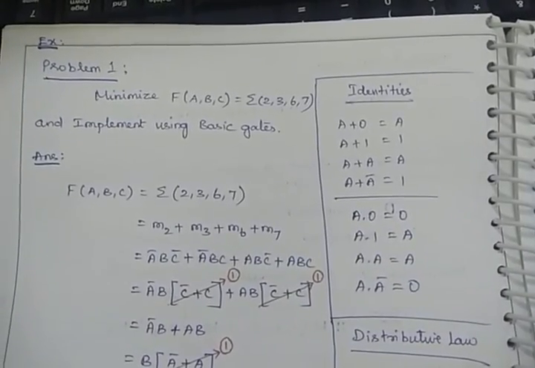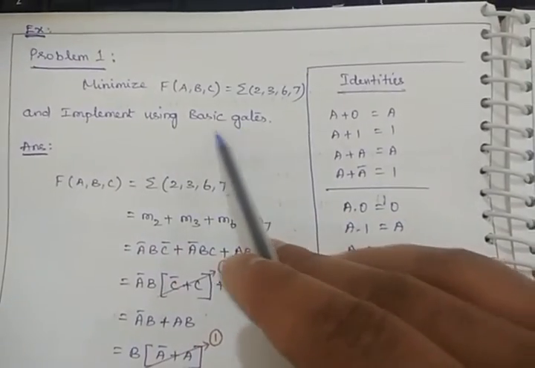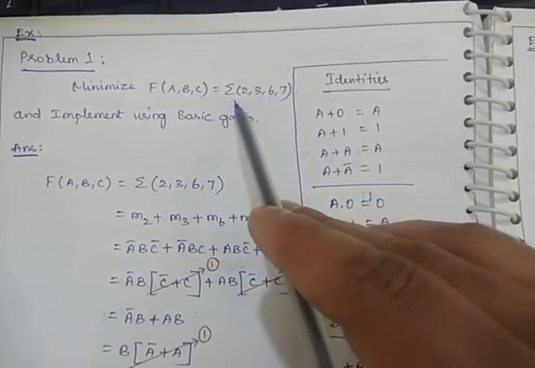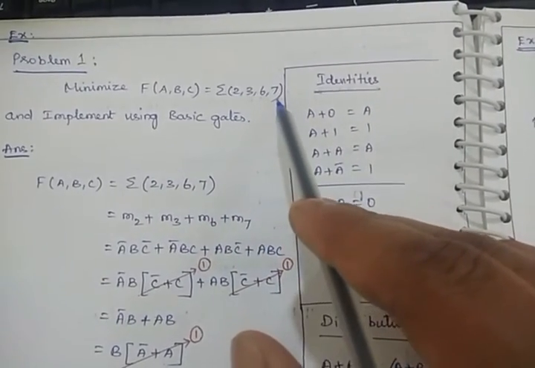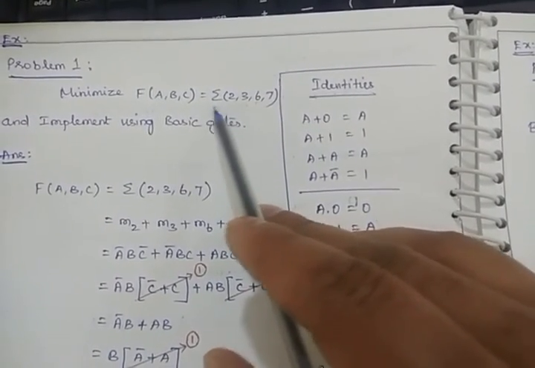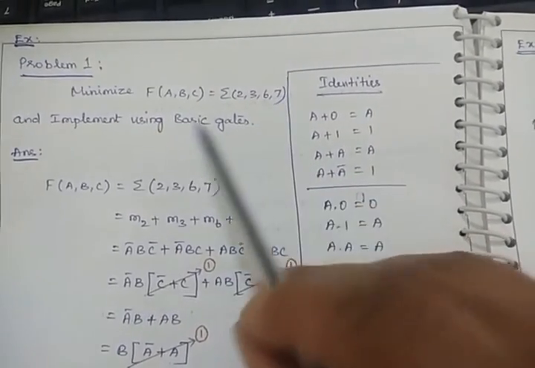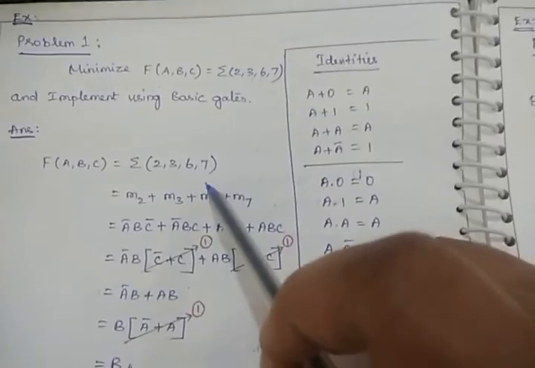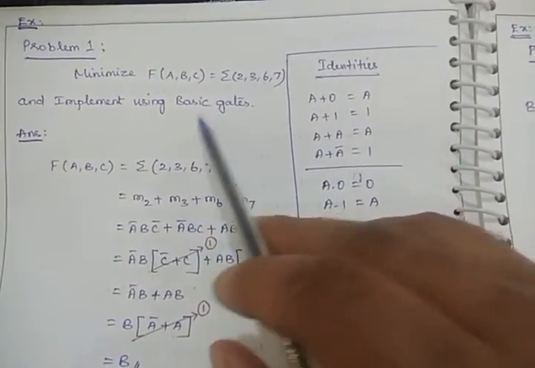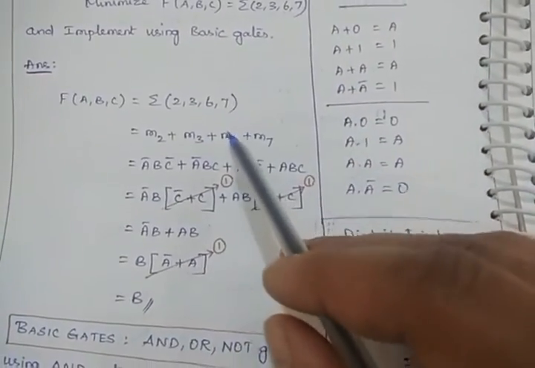So we'll see the min term and max term based problems and implementation by using basic gates. See, this is the problem given. Function of a, b, c equal to summation of 2, 3, 6, 7. If summation is given, this is an SOP expression, and these are min terms, right? So we have to write the expression, simplify it, and finally implement it by using the basic gates. This is what we have to do here. So we'll see the solution for this problem.